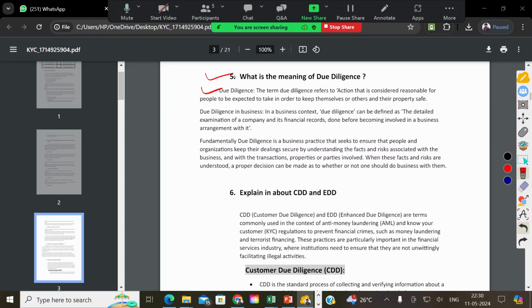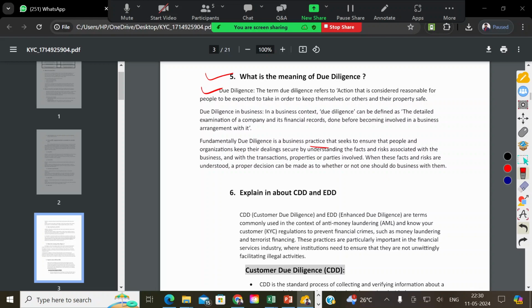So fundamentally, due diligence is a practice that seeks to ensure that people and organizations keep their dealings secure by understanding the facts and risks associated with the business and with the transaction or properties. We have discussed this real estate example, correct? So that all comes under your due diligence process. So we need to check all facts and understand the importance of that process as well. So do not miss any checks basically.